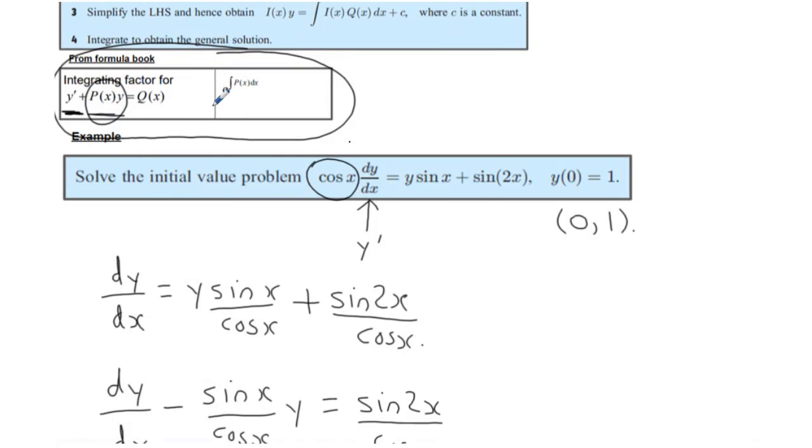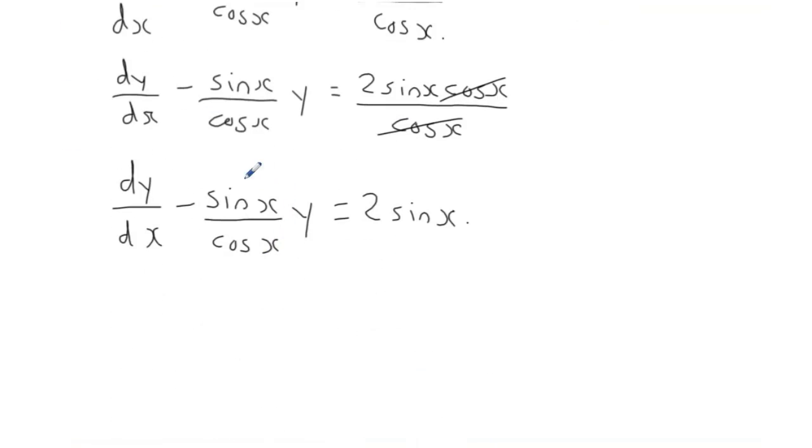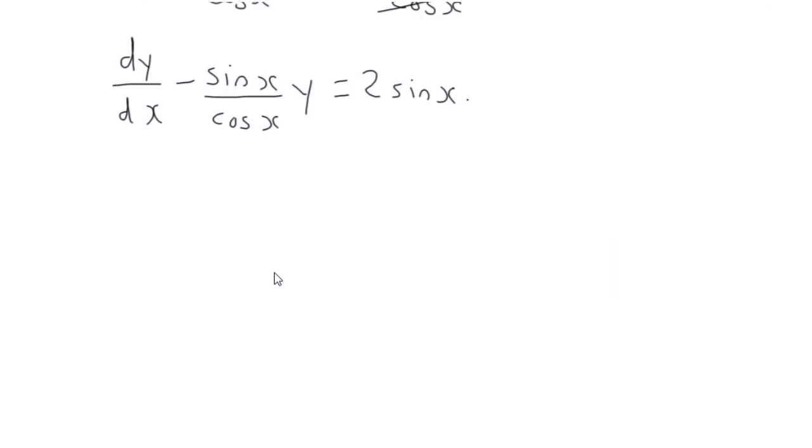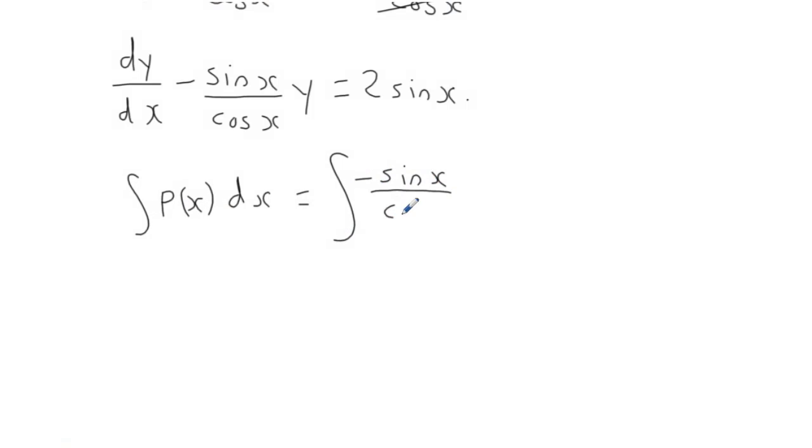So the integrating factor is e to the integral of p of x dx. So we need to integrate p of x with respect to x, and p of x is minus sine x over cos x. Like I say, you can call that minus tan x, but to actually integrate it, it is much more useful in that form. So the integral of p of x dx is the integral of minus sine x over cos x dx, which we could write as minus the integral of sine x over cos x dx.